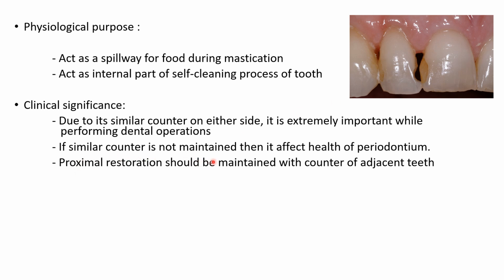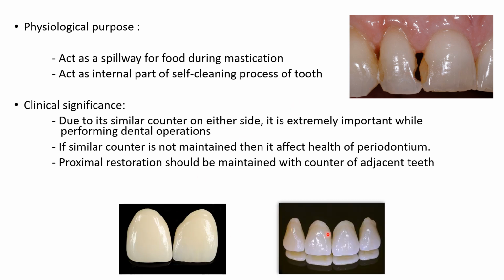If the similar contour is not maintained, it affects the health of the periodontium. You can see the recession here. See, the papilla is properly developed here, but here the papilla has gone because of the proximal caries. The proximal restoration should be maintained with the contour of the adjacent teeth. I will not say only proximal restoration; even if a total crown is replaced, you have to maintain a uniform contour. Now see this contour and this contour, this is different, so the periodontium will be affected here.